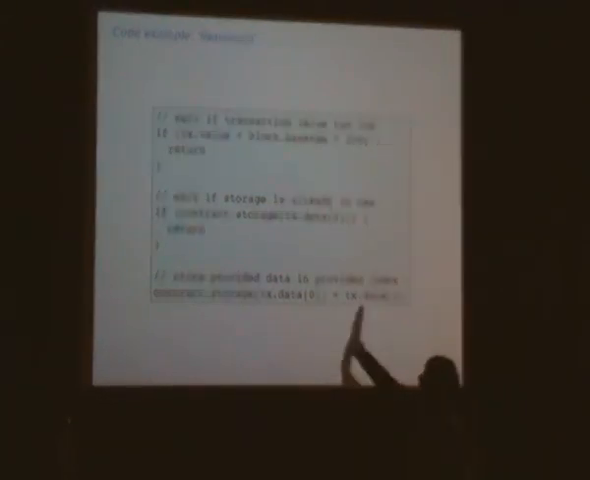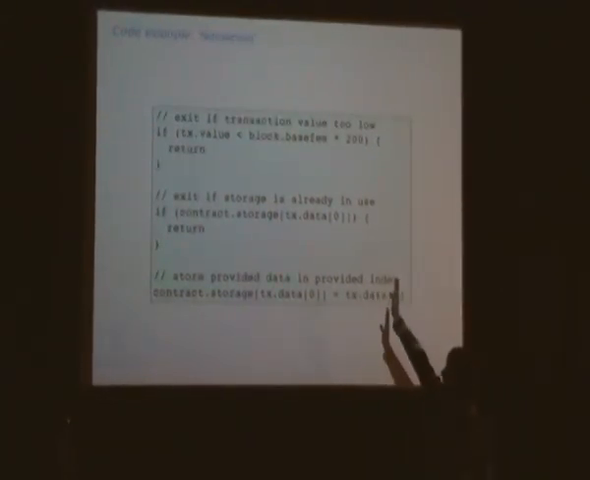Okay, first of all, you can see these double slashes on certain lines here, 3 lines, where it says exited, a transaction value too low, blah, blah, blah. Basically, in this code, it means that the contract system ignores those lines. Those are just comments for the programmers themselves to know what each part does.